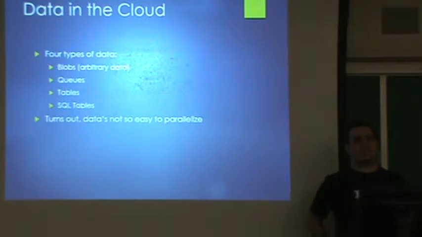They actually aren't guaranteed to be first in, first out. There's just a correlation between when you put it in and when you take it out. Tables, which is simply non-relational set of data, distributed, partitioned, but you just have a set of data that you can query. And then there's SQL Azure, which is the full SQL service. Figuring out how to set up the data took a long time because data does not parallelize that easy, especially for writes.